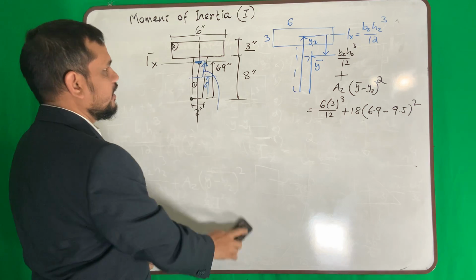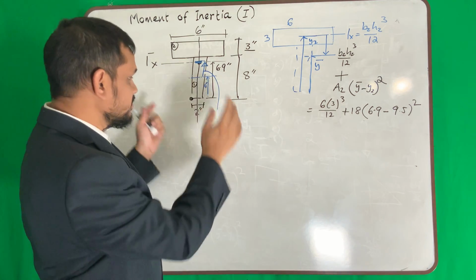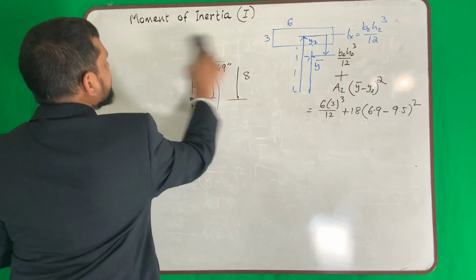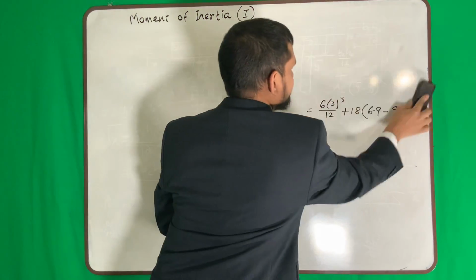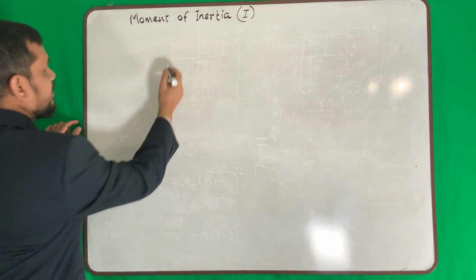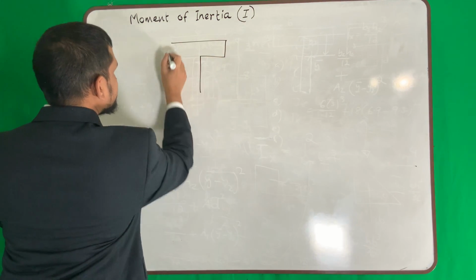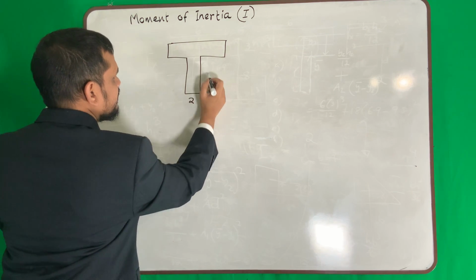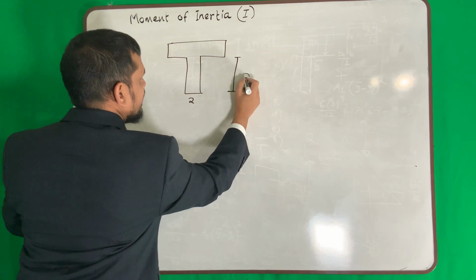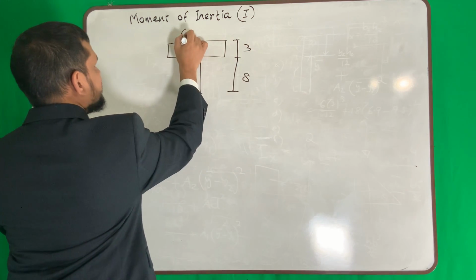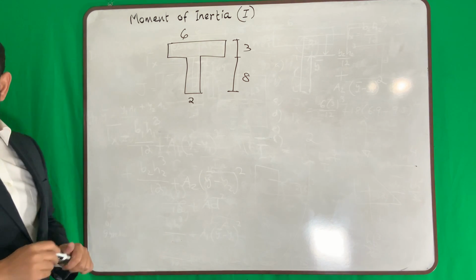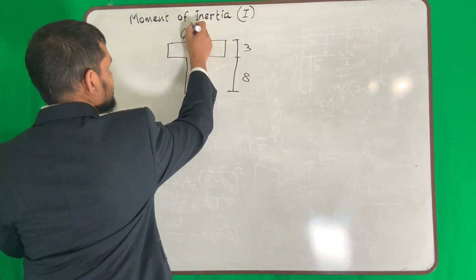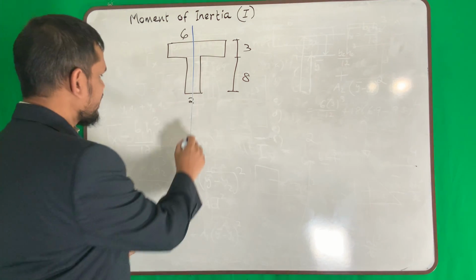Ix, moment of inertia of this composite section about the x-axis. What about the y-axis? Okay, so I will make it clear. If I do not forget, my section was similar to this. This was how much? 2, I think. This was 8. This was 3. This portion was 6. Now we need to find moment of inertia about the y-axis. Y-axis means this axis.